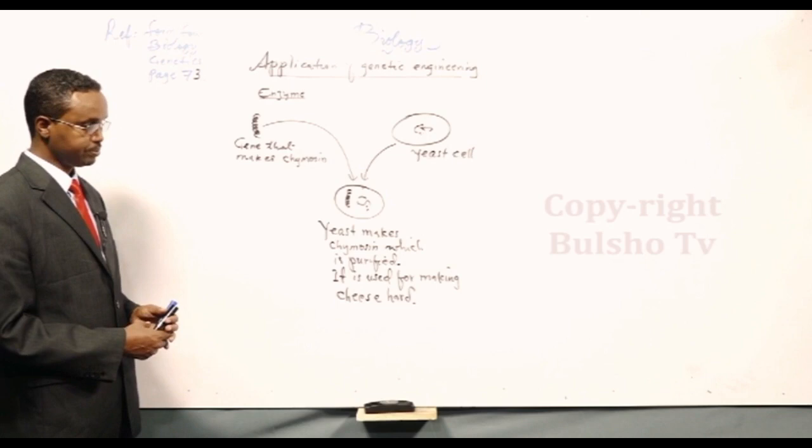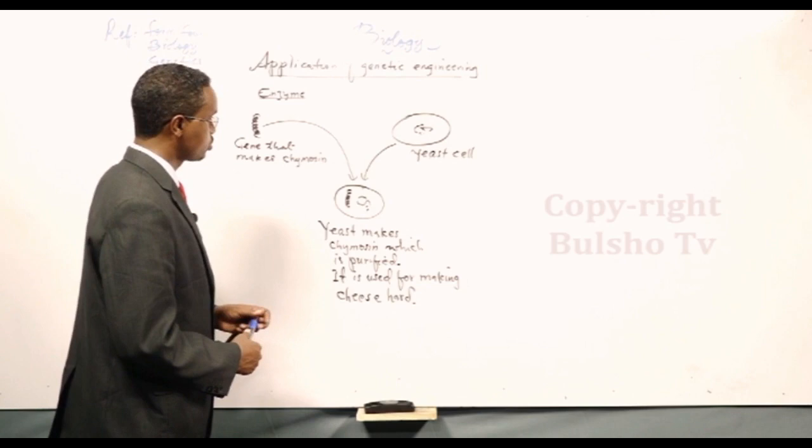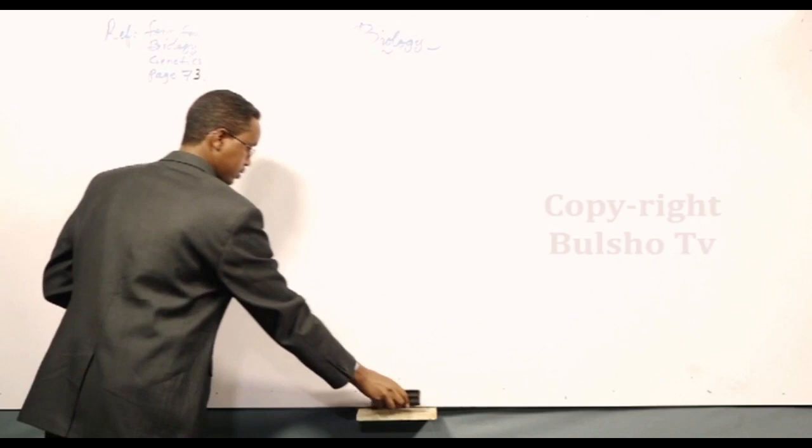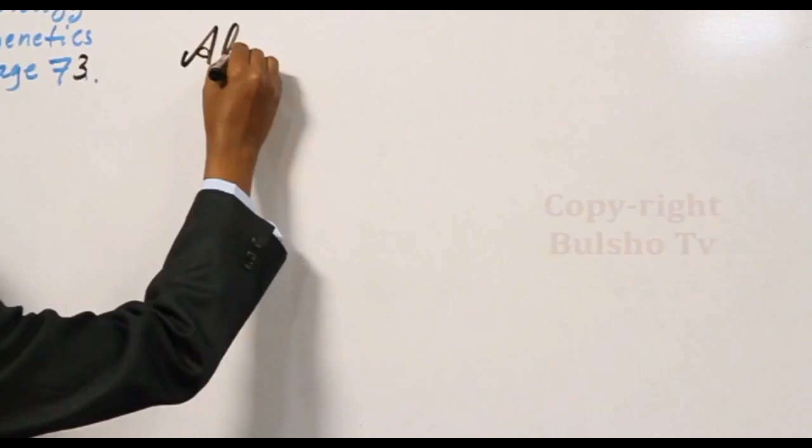Okay? The second step is what? Hereditary emphysema, alpha antitrypsin. Okay? Alpha antitrypsin.